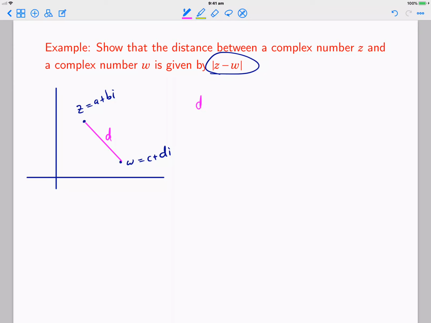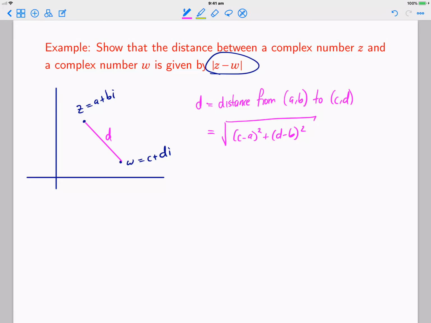Now if you think about it, you can think of d as being the distance from (a, b), thinking of this as a point on the xy plane, to (c, d). You can think of it in that way, because really the complex number z corresponds to the point (a, b), and the complex number w corresponds to the point (c, d). And now if you use your distance formula, this just comes out to be the square root of (c minus a) squared plus (d minus b) squared.